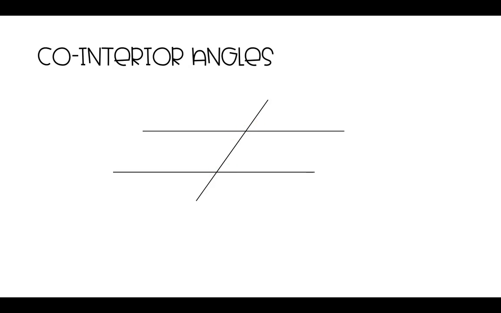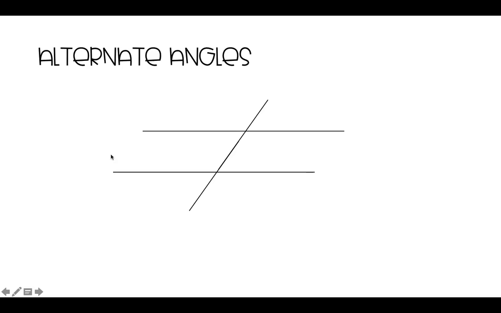But some other ones are things like cointerior angles. Now these are the two angles inside of the parallel lines. They make a little bit of a C shape. And we call them cointerior, and they add up to 180. Alternate angles are the angles made by a Z. So here's our Z. And these two here are what we call alternate, they are the same, they are equal.